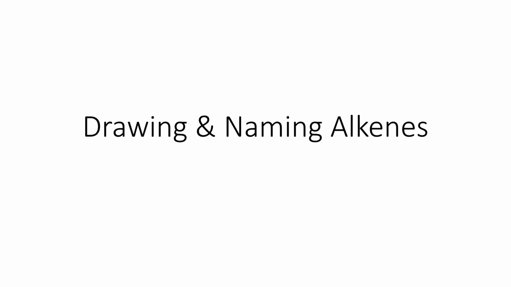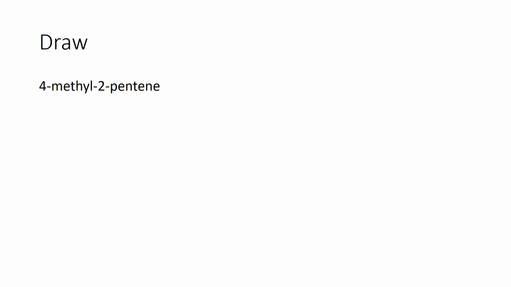All right, let's talk about both drawing and naming alkenes according to the IUPAC rules. Our first problem asks us to draw 4-methyl-2-pentene. So my first thing I want to do is look at what is the longest chain, and that's pentene. And we know pent is 5, so I'm going to draw 5 carbons.